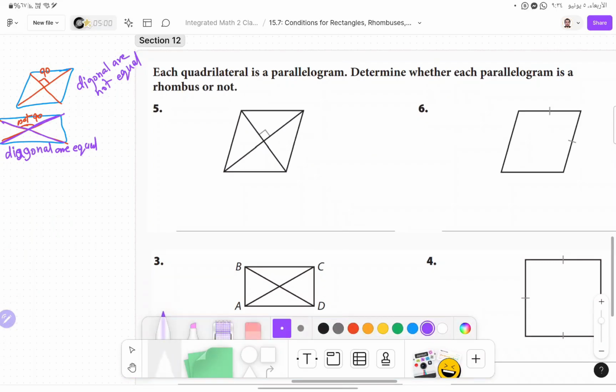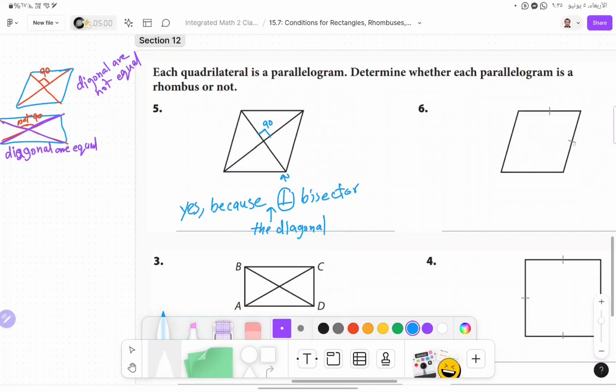Now focus on the question here. Question number 5, is this one a rhombus or no? What do you think? Yes, this one is a rhombus, because the diagonals are perpendicular bisectors. Perpendicular bisector means 90.